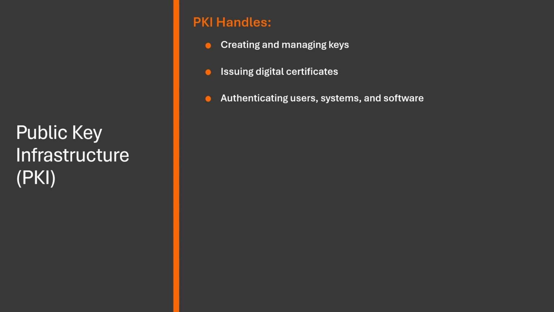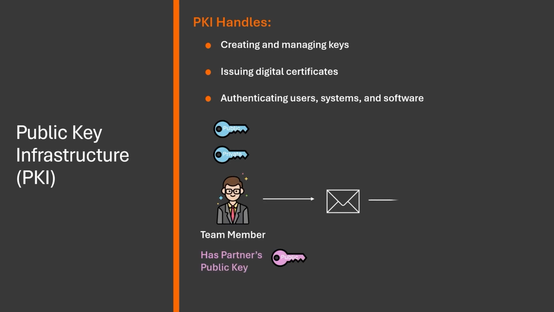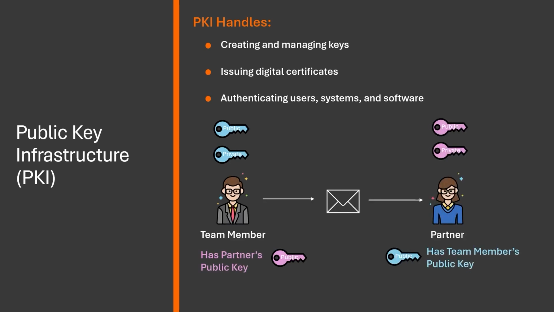Let's take a typical example. So a team member wants to send a sensitive email to a partner. They use the partner's public key to encrypt the message, and only the partner with their private key can decrypt it.